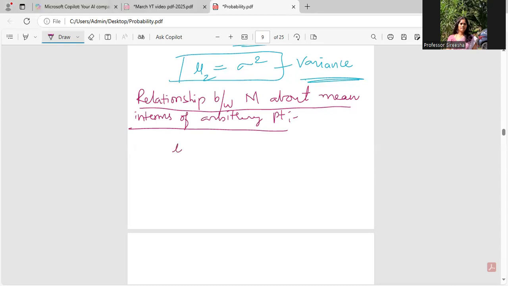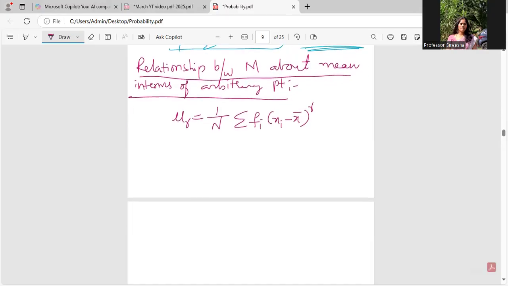Now, the moment about the mean, mu r, would be 1 by n summation f i (x i minus x bar) power r. Here it would have been a if it were an arbitrary point, but otherwise it is x bar. Now what you do is add and subtract a, because I want to find the relation between the mean and the arbitrary point. So we write x i minus a plus a minus x bar, power r.